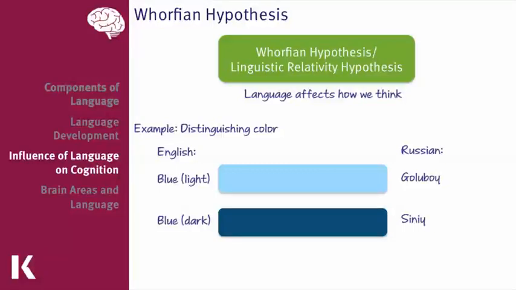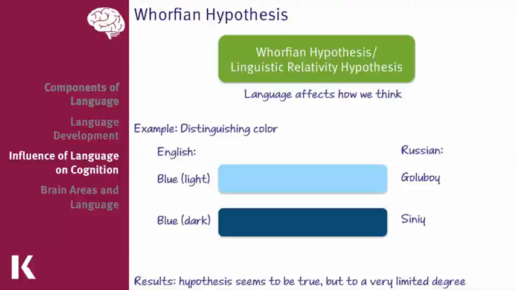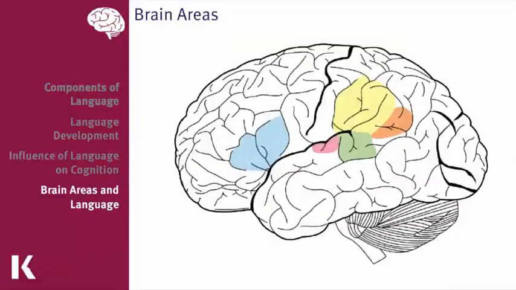While it is important to know this hypothesis for the MCAT, it is a rather controversial hypothesis. Studies have shown that language can affect how we think, but it may not be as powerful or influential as Whorf suggested. While we are not sure to what degree language influences cognition, we do know the areas of the brain that are associated with language.